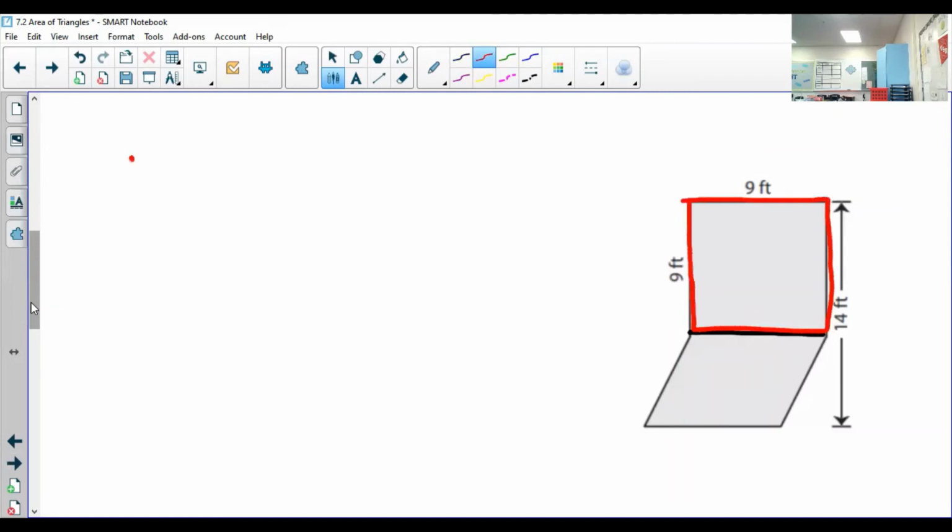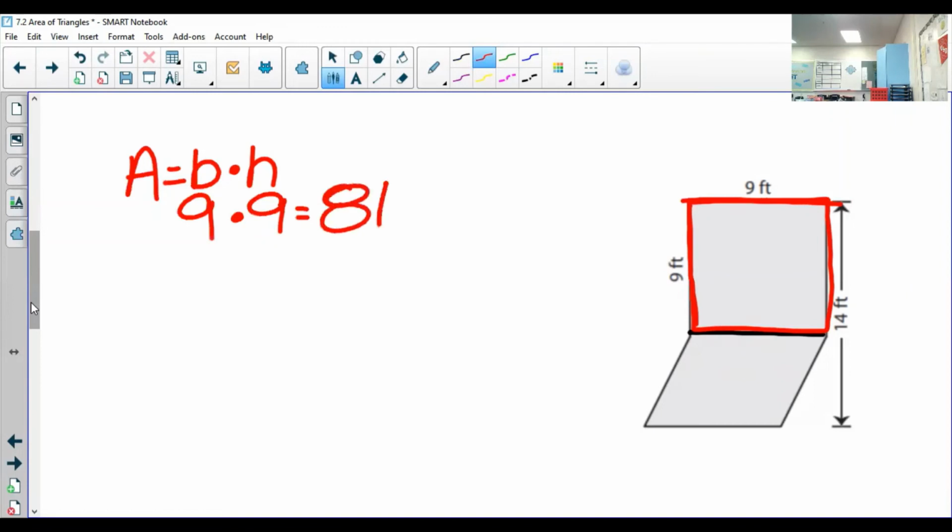For a square or a rectangle, its area equals base times height. And this is pretty easy, right? My base right here is 9, and my height is 9. So we're just going to do 9 times 9, which is 81 feet squared. Easy peasy. All right, next one.